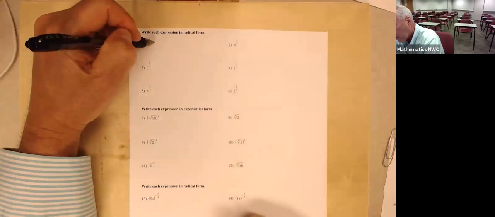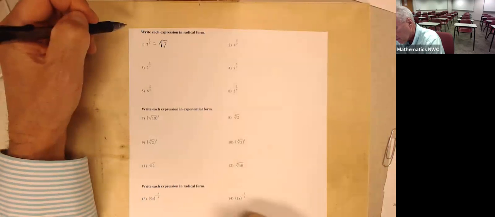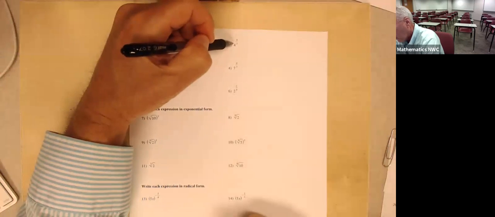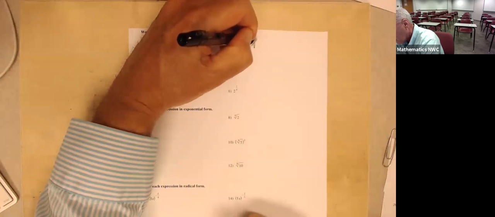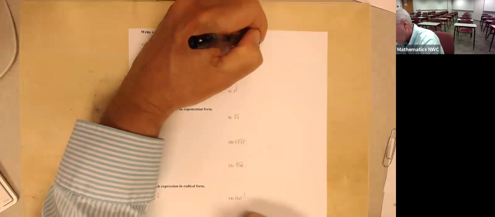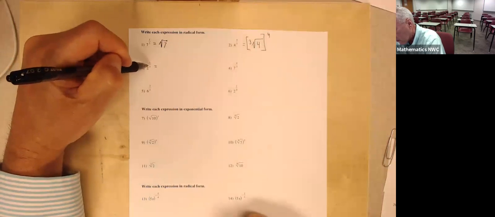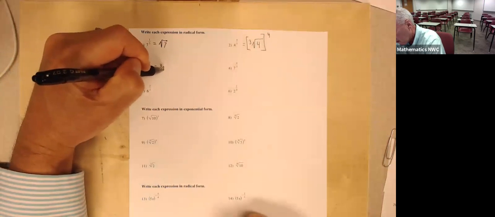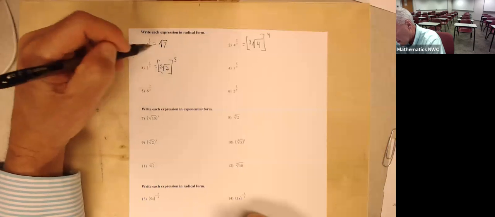7 to the 1/2 power, it's going to be the square root of 7. 4 to the 4/3, it's going to be the cube root of 4. That's the argument raised to this numerator power, which was 4. This one is the cube root of 2 raised to the power 5.